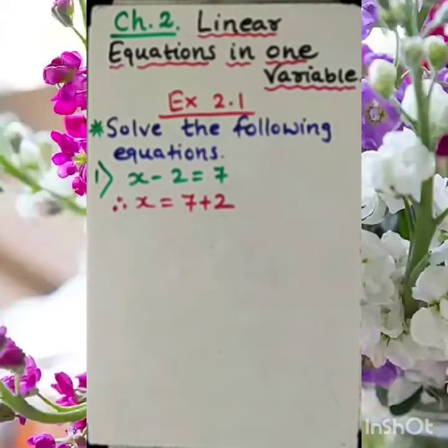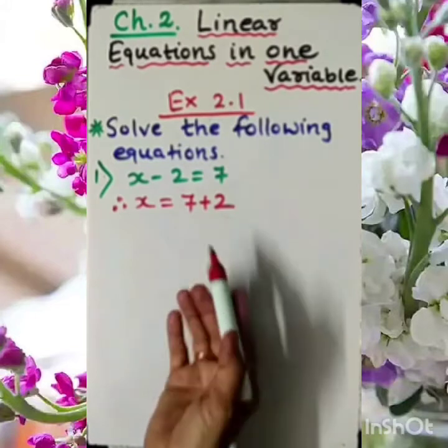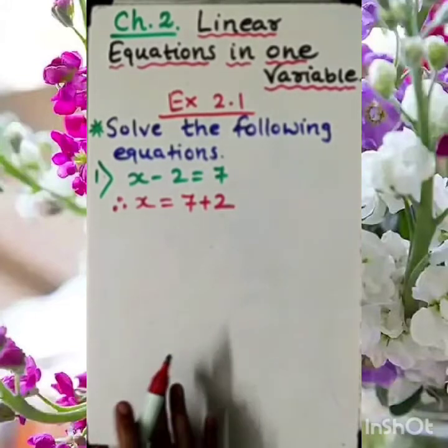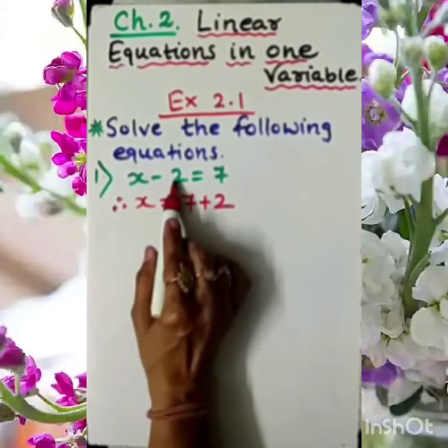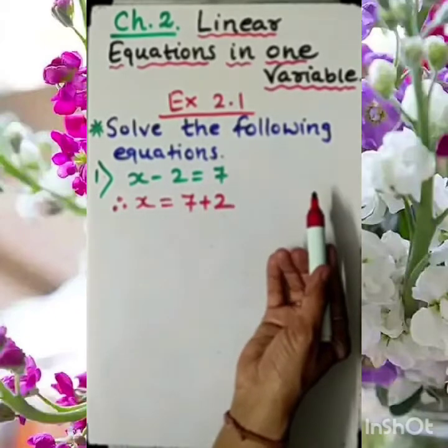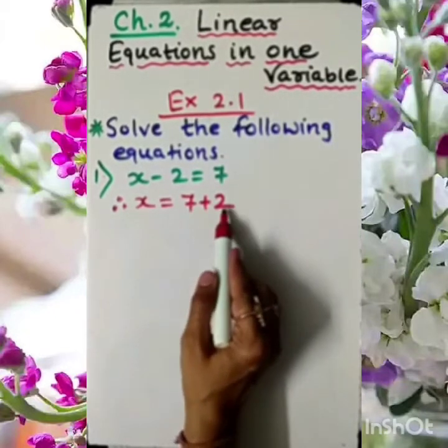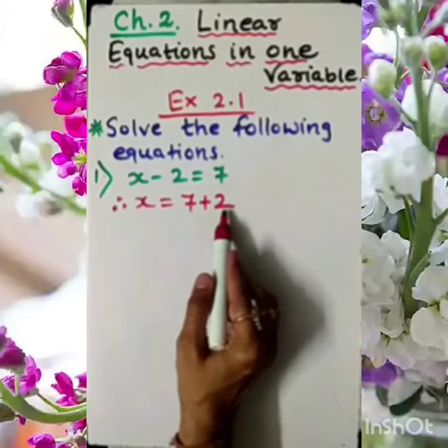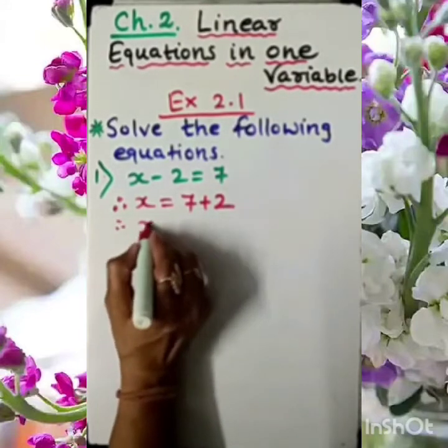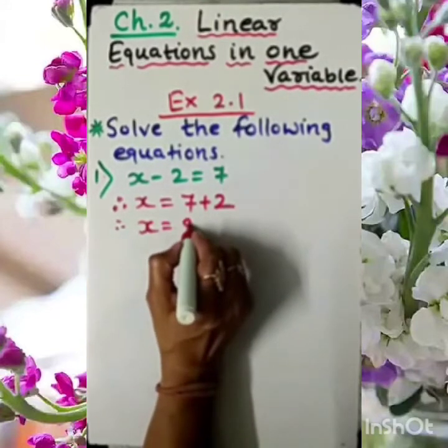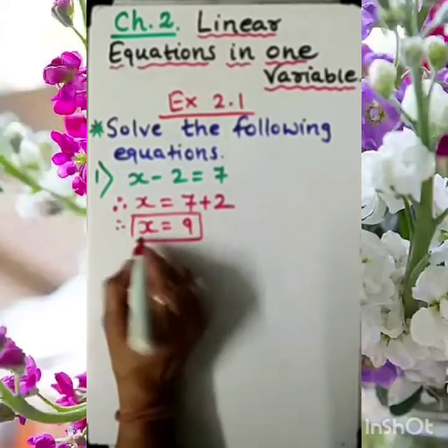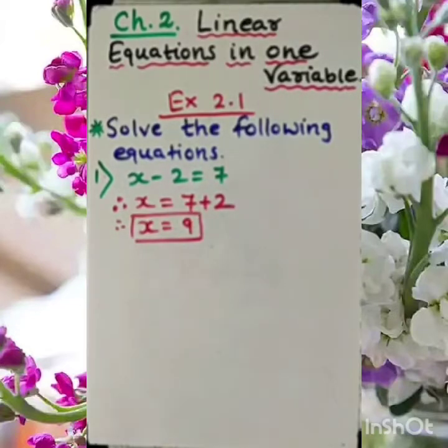Please remember dear student, every time we will do the transposing procedure. So x is already here, minus 2 I am moving to the right side, so after transposing I will get plus 2. Therefore the value of x will be 7 plus 2, that is 9. Simple. Let's see the second.